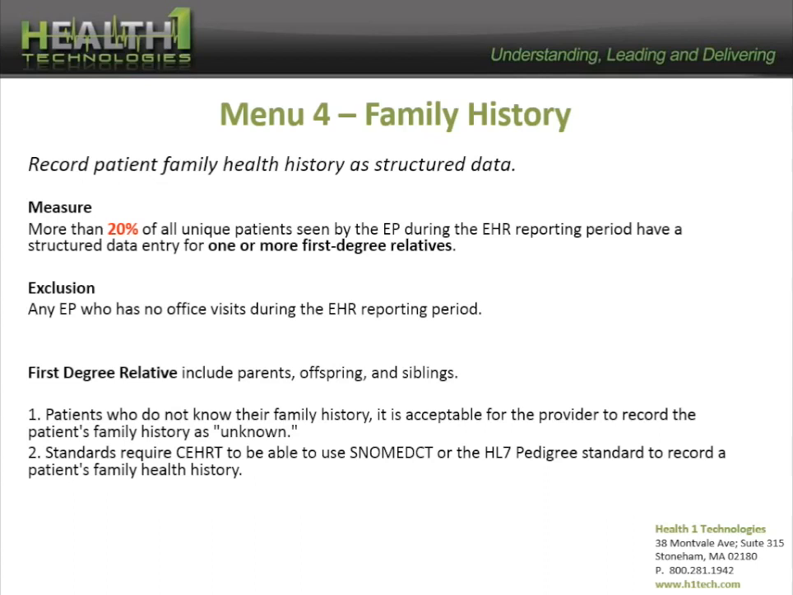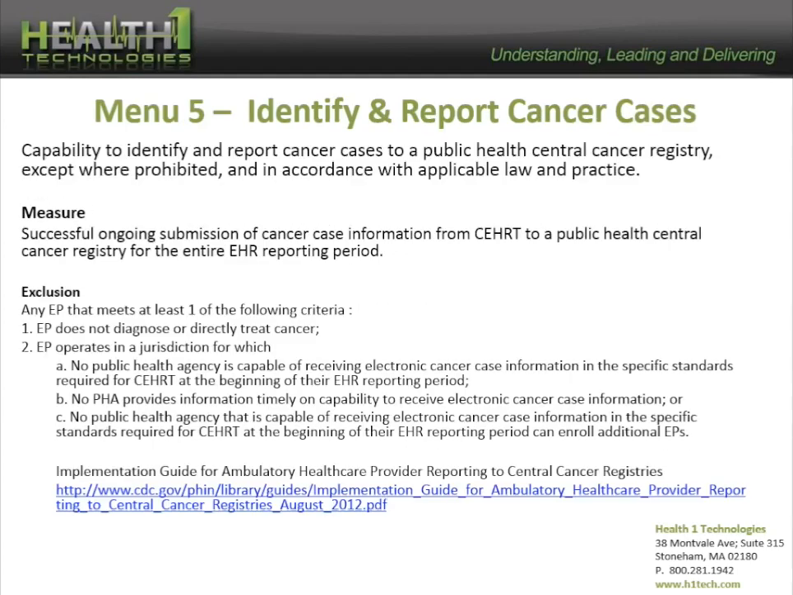And the standards that require the CCHIT certified software to be able to use the SNOMED codes or the HL7 pedigree standard codes are going to actually be available within the next version of GE, and we will get into that later on in the presentation. So this menu measure is actually pretty straightforward, and again, if you're using GE and upgrading, it's pretty straightforward and easy to obtain.